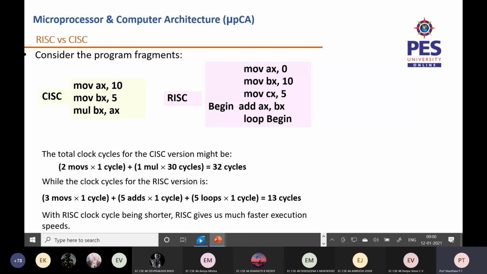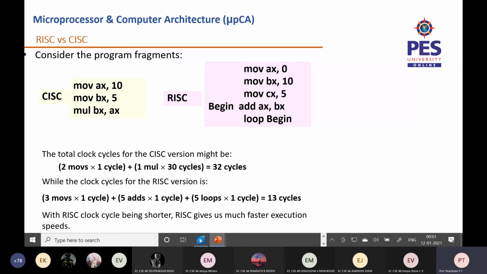So now consider the program formats. You can see the computations here. Consider the program fragments working with the CISC and RISC machines. The total clock cycles for the CISC version might be: 2 move instructions at 1 cycle each, plus 1 mul instruction. If I take 30 cycles for the mul instruction, it is equal to 32 cycles.